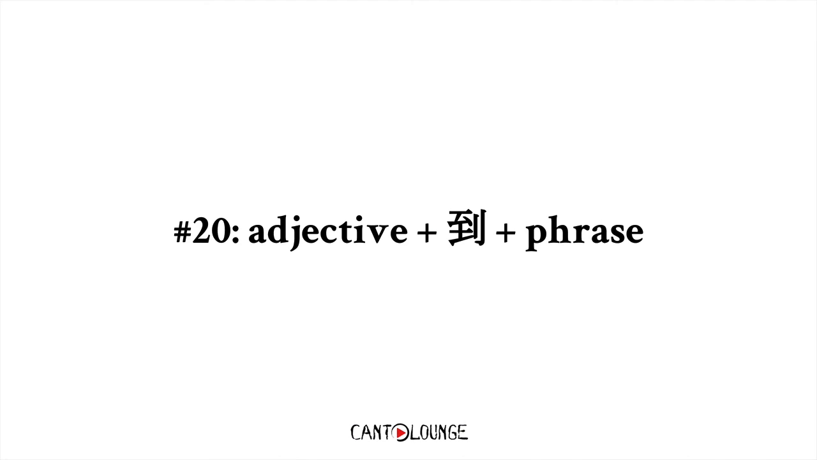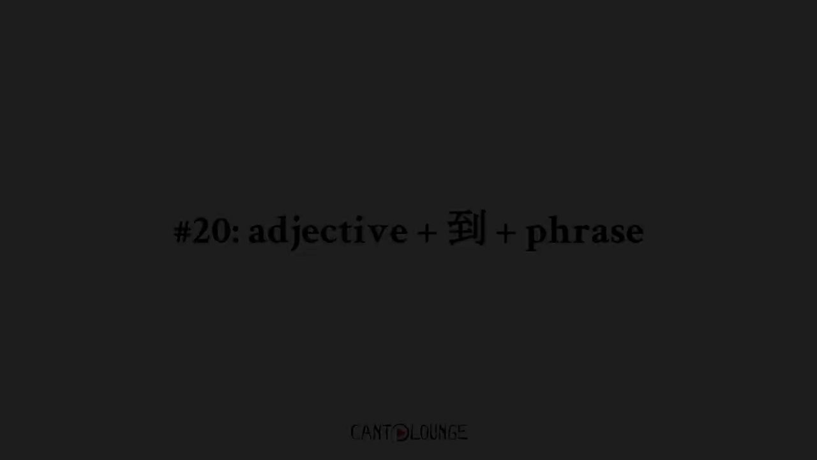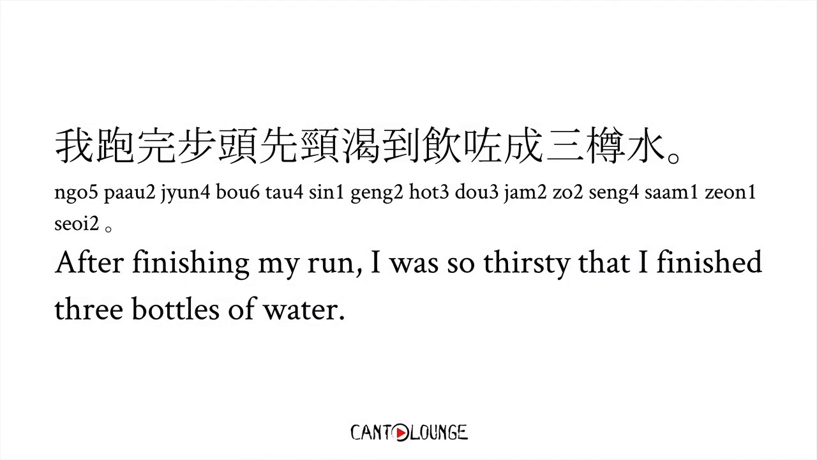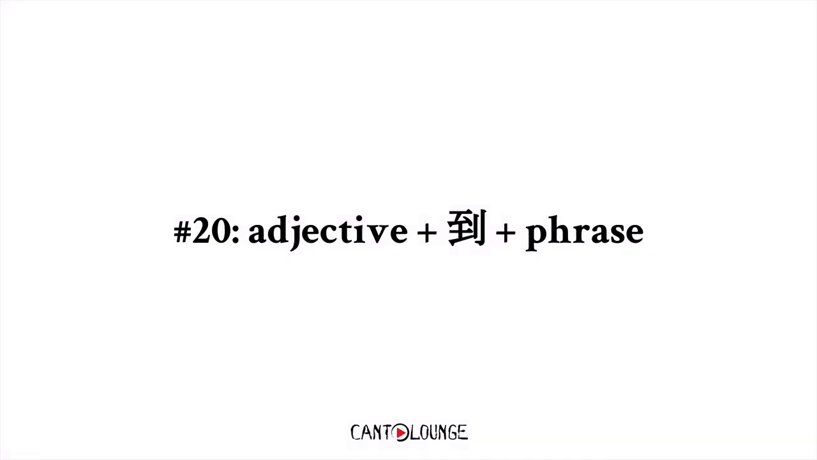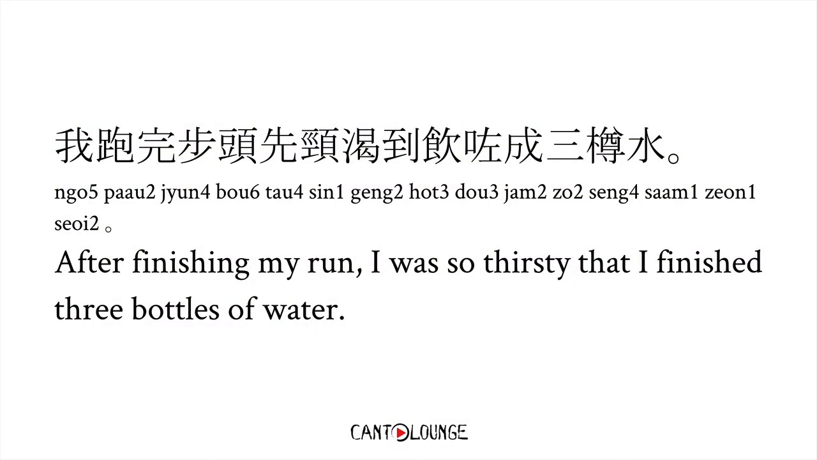All right, so let's have a look at the example. Let's start from English and work our way backwards to Cantonese this time as well. After finishing my run, you might say something like, I was so thirsty that I finished 3 bottles of water. So this is the structure I wanted to point to: I was so something, adjective here, that something something. That's where this pattern comes into play. Adjective plus 到. 到 is a very important word in Cantonese. It means to the extent that, blah, blah, blah.